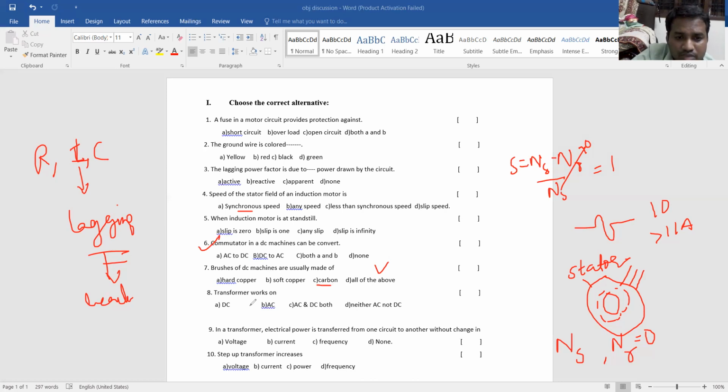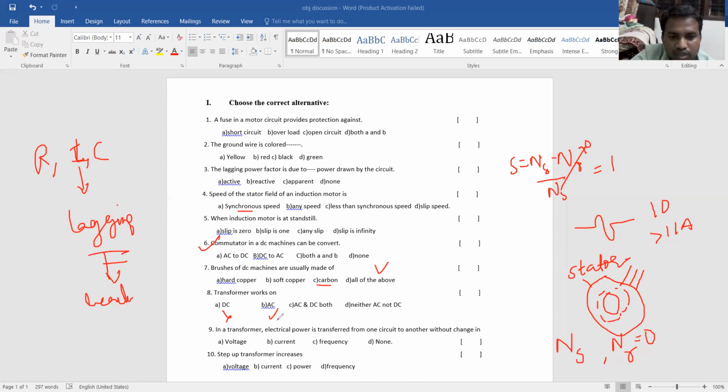Now next coming to the eighth one, transformer working on what? Transformer will work according to the given options. It will not work on DC, because if you apply DC, a huge amount of heat will be produced. So that is why DC is not applicable. The only option is AC, because in AC the transfer of electrical energy takes place, as well as step up or step down of the voltage.